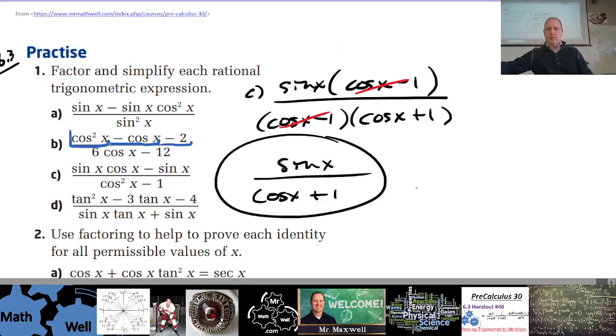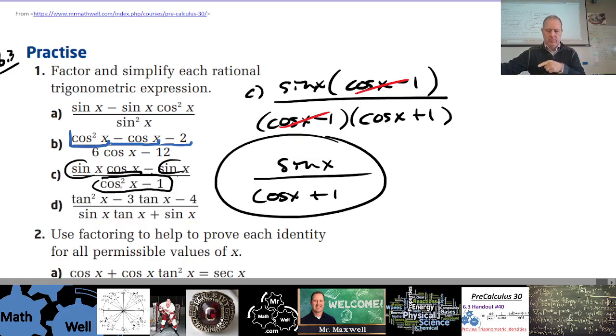Okay, so there's letter C. What I did there was take the sine out as a common factor. I was left with cos x minus 1. And on the bottom, this is a difference of perfect squares, if you notice. So, cos squared x minus 1. Maybe, did anyone write this as negative sine squared x?